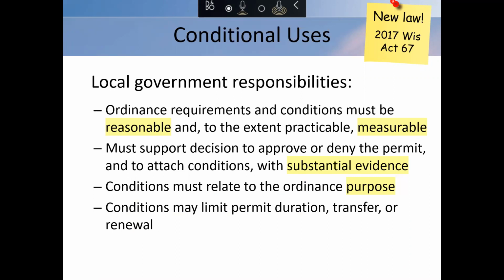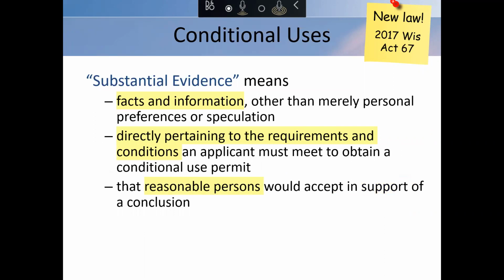Act 67 goes on to outline the local government responsibilities. It states ordinance requirements and conditions must be reasonable, and to the extent practicable, they must be measurable. The local government must support the decision to approve or deny the permit and to attach conditions with substantial evidence. Conditions must relate to the ordinance purpose, and conditions may limit the duration, the transfer, or the renewal of the conditional use. So we see this term substantial evidence, and that was also defined in Act 67.